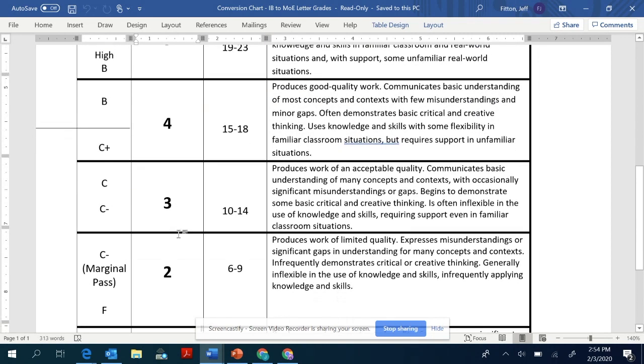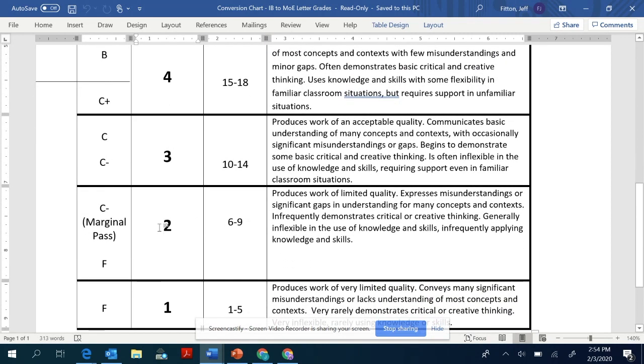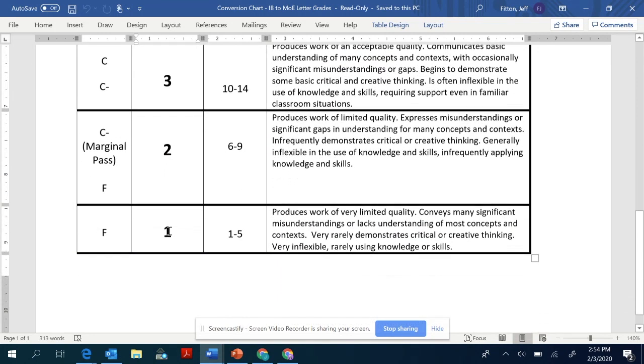If they're getting a 3, they're getting a C or C minus, and a 2 is about a marginal pass, so you're somewhere around 52%. And if you're getting a 1, they're failing. That means on all of those criteria, they've maybe consistently gotten 1s or even 0s on those criteria sheets.